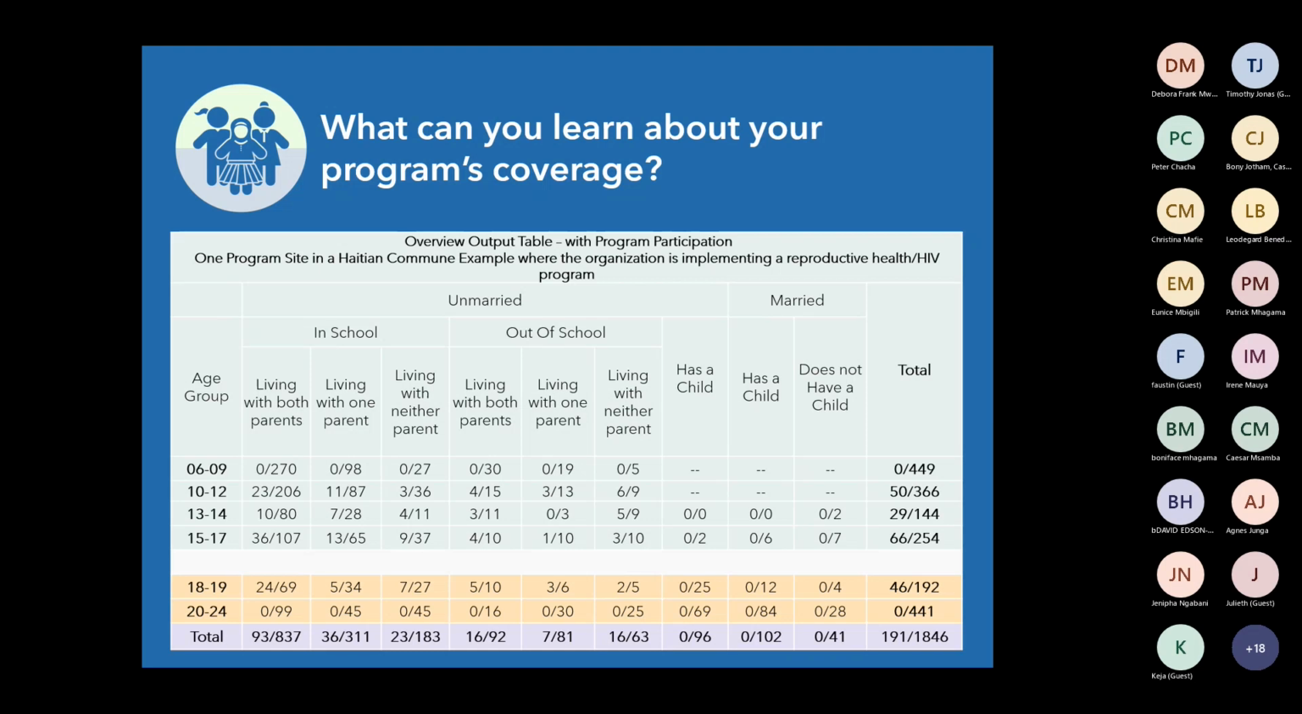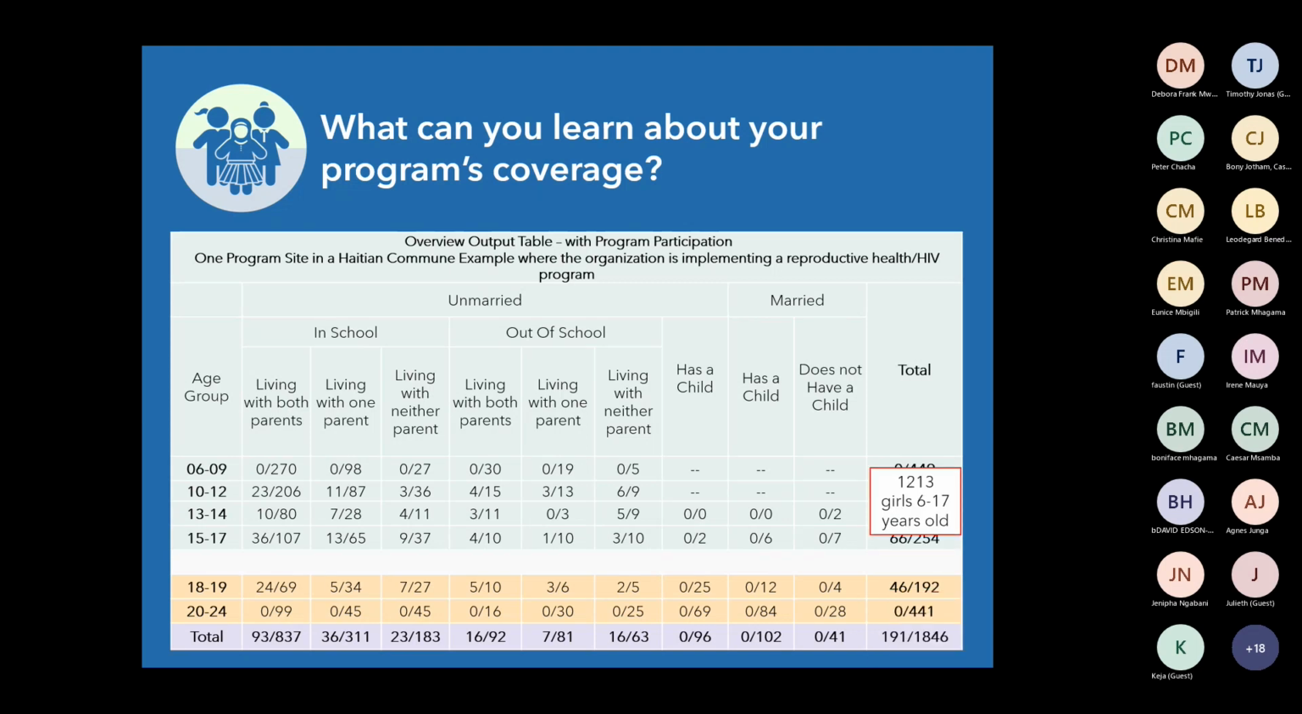So this is the same site as before, this example from Haiti, where the organization was implementing a reproductive health and HIV program. And as you can see, the numbers have now changed to be fractions. So the top number shows you how many girls in that box are participating in the program. And so they knew that of the 1,846 girls living in this community, they were only reaching 191. Now that's already bad, right? Because that's not a huge number of girls. But the bigger problem is, or the bigger question is, are those 191 girls that they're reaching the girls who need their program the most?